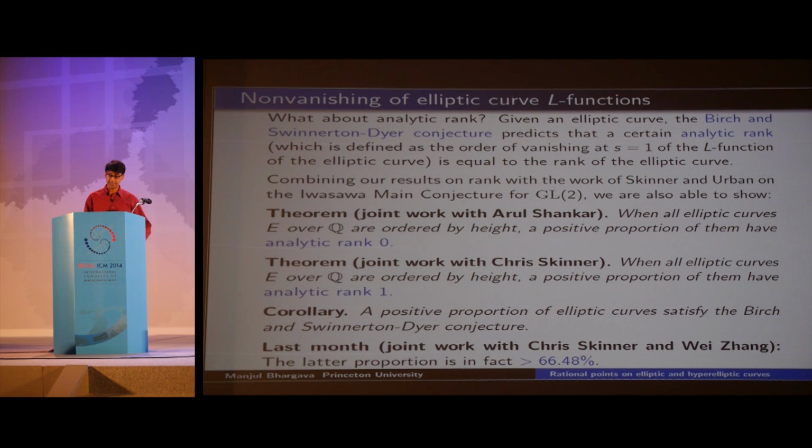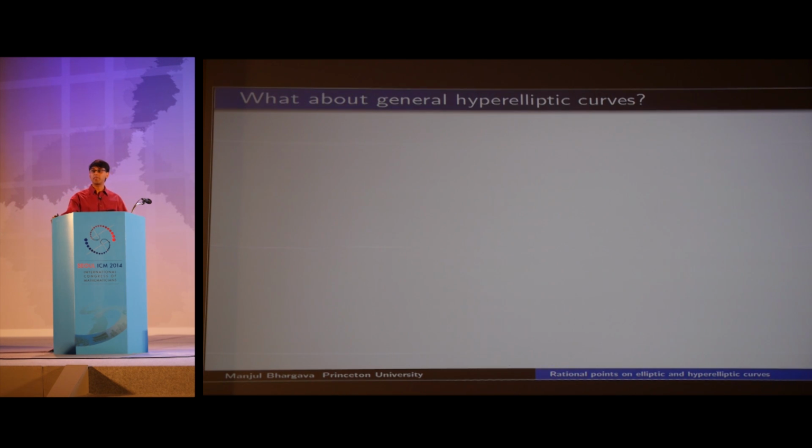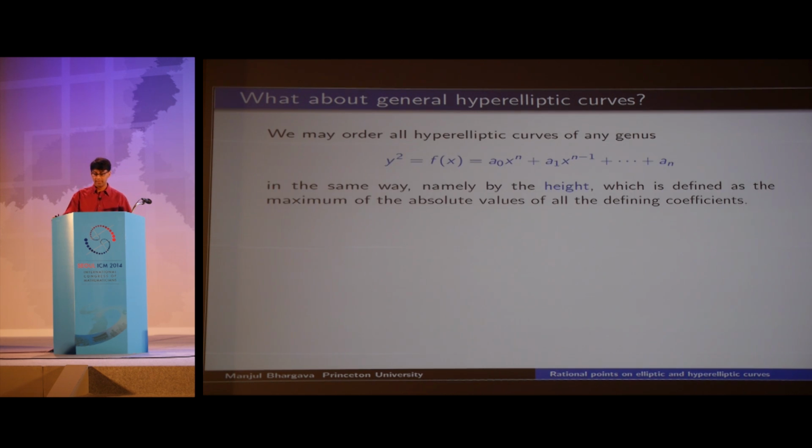Okay, so that's what I'll say about elliptic curves. I want to ask next, what about general hyperelliptic curves if you go to higher degree? So we can order all hyperelliptic curves of any genus in the same way. Namely, we let A0 through AN run over the integers, allow them to get bigger and bigger. We'll define the height in terms of the absolute values of the coefficients A0 through AN, and we'll run over all hyperelliptic curves defined in this way.